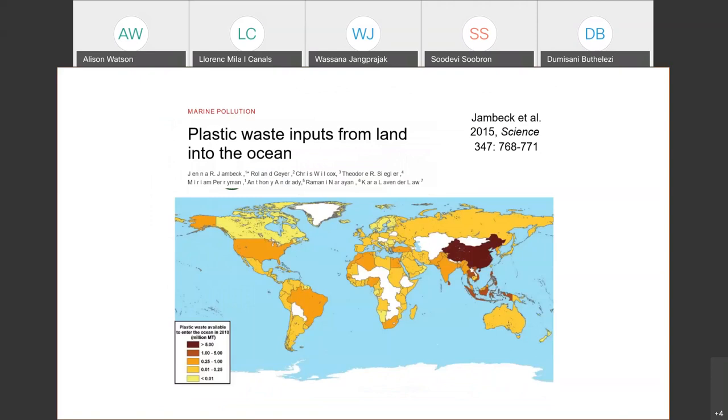So we also fall in the region that consumes or fails to manage plastic, especially when it comes to marine litter pollution.